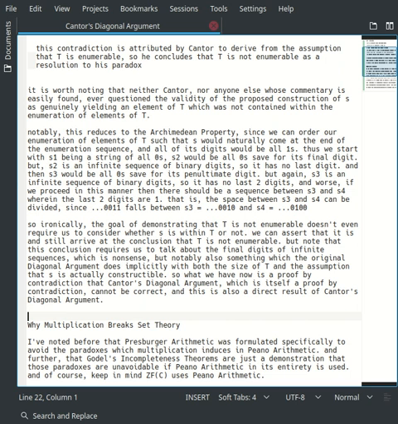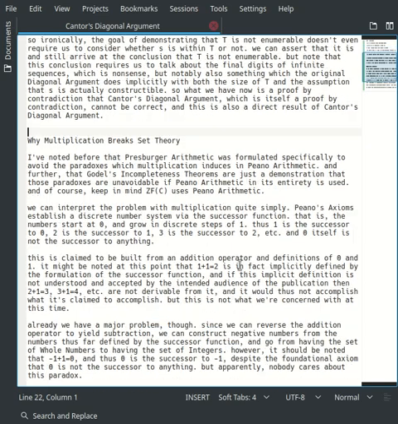Okay? So what we have now is a proof by contradiction that Cantor's diagonal argument, which is itself a proof by contradiction, cannot be correct. And this is also a direct result of Cantor's diagonal argument. That is, Cantor's diagonal argument contradicts itself. So nobody should accept it.